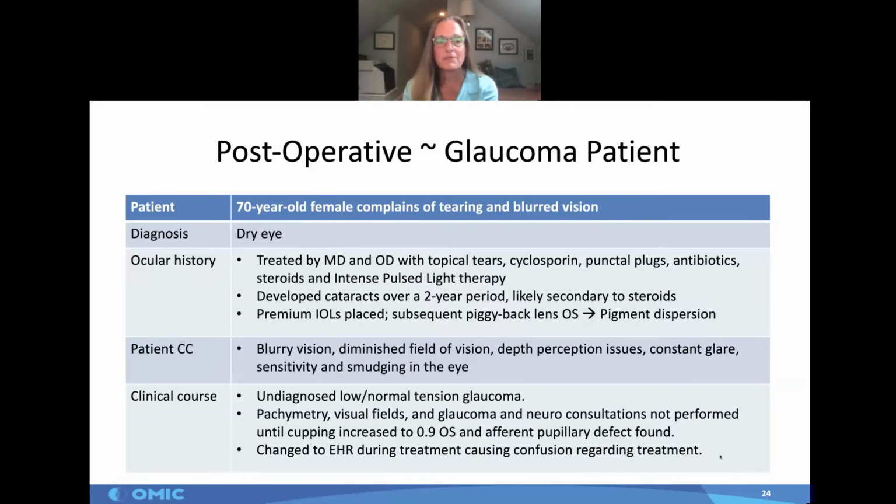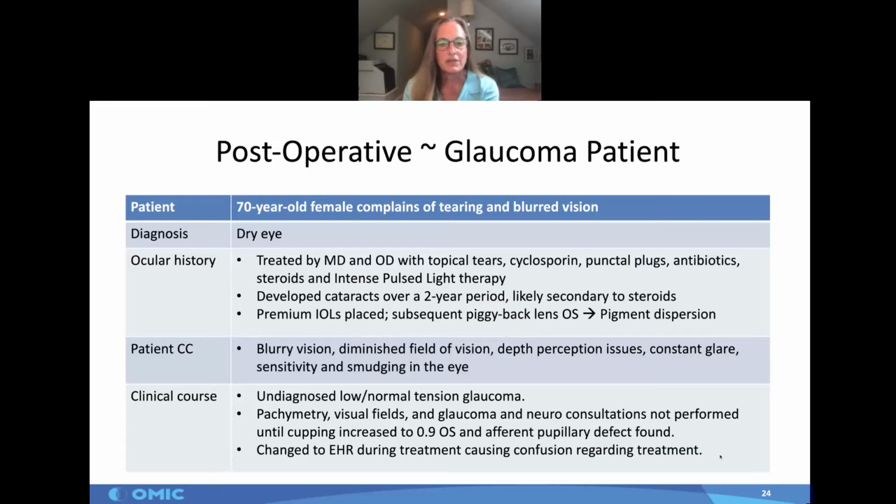This patient is a 70-year-old woman who complains of tearing and blurred vision. She's treated for many years for dry eye, and the treatments include topical tears, cyclosporins, punctal plugs, antibiotics, steroids, and intense pulse light therapy. This is both by the treating MD and OD. She then developed cataracts over a 2-year period, likely secondary to topical steroids, and premium lenses were placed. In the left eye, there was a residual refractive error, and subsequently a piggyback lens was placed on top of the existing lens to address that.